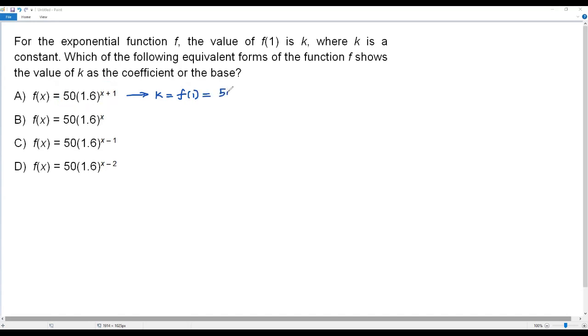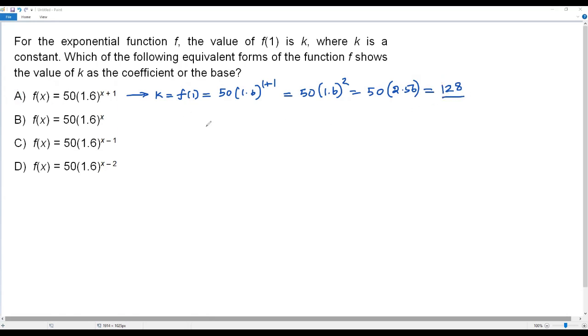Then we get 50 times 1.6 raised to the power of 1 plus 1. Then we get 50 times 1.6 raised to the power of 2. Okay, when I evaluate 1.6 squared, I am getting 2.56. Now let me multiply 50 and 2.56. When I do so, I am getting 128. I got the value of k for the function f of x in answer choice A, that is 128.